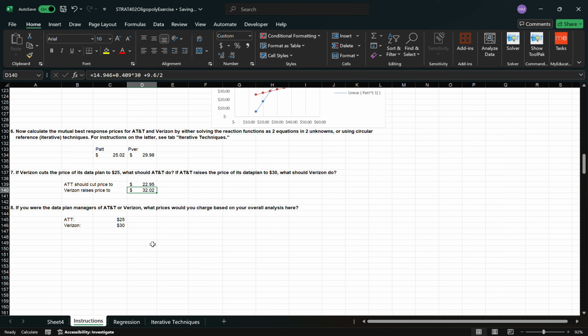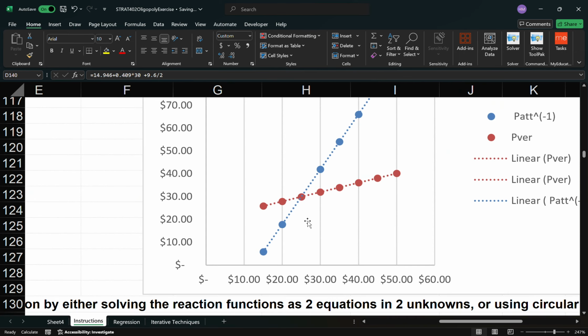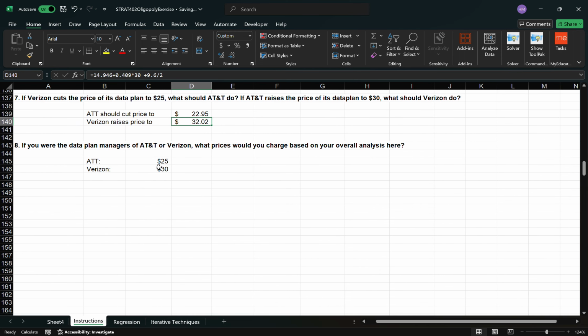And number 8 says that if you were the data plan managers of AT&T and Verizon, which prices would you charge based on your overall analysis? And so for this, I just went up and looked at the graph, and that's going to be where the 2 points intersect. And you can see that for Verizon, it's going to be about $30, and for AT&T, it's going to be about $25. And so I put 25 for AT&T and 30 for Verizon.